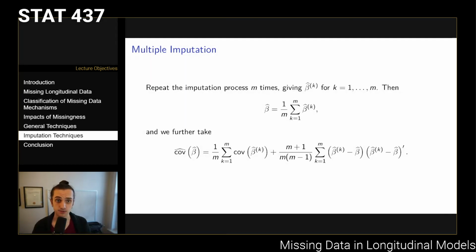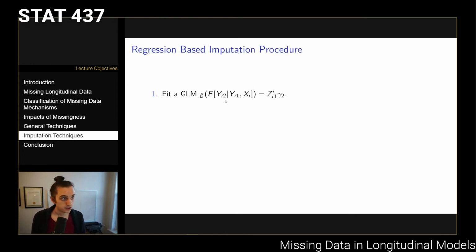But we need it there just to account for the correct correlation, or the correct covariance, of our estimators, right? So then the decision we have to make is, how do we actually perform the imputation? How do we predict the values? And in general, we're going to be thinking about fitting regression models to do this, right?